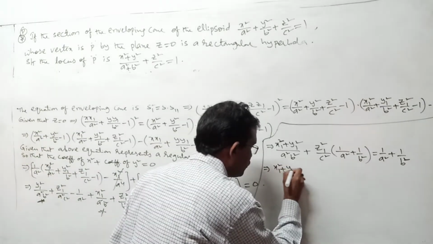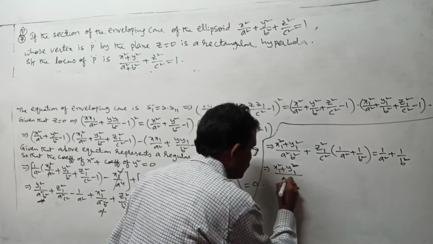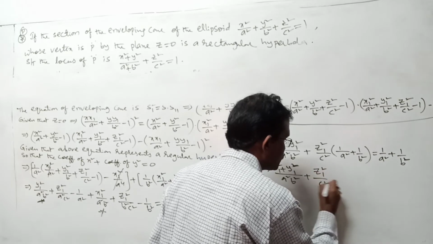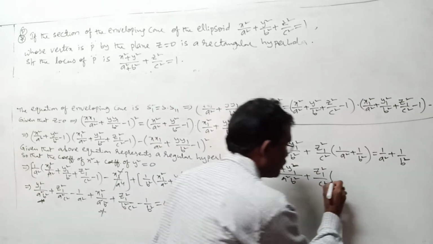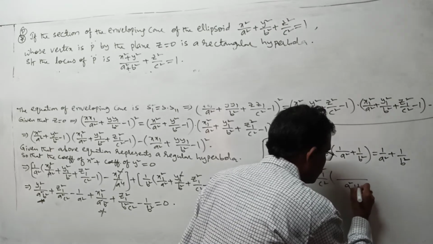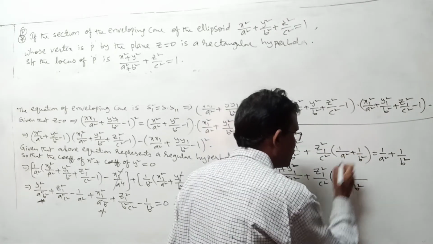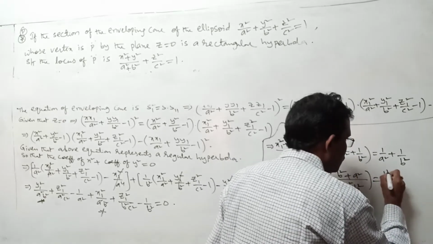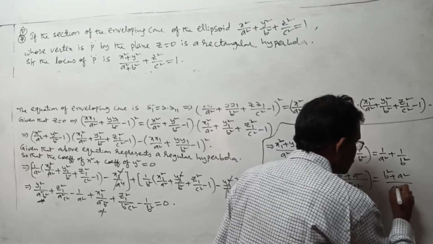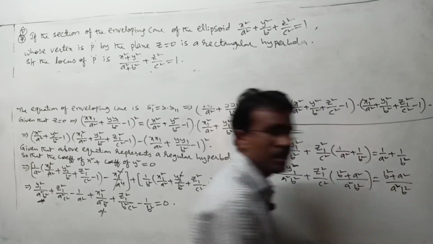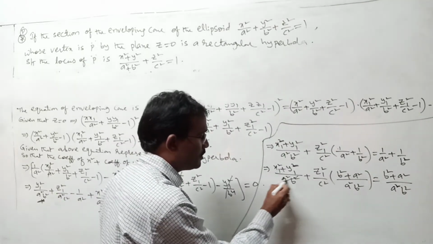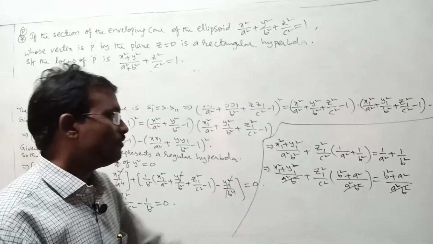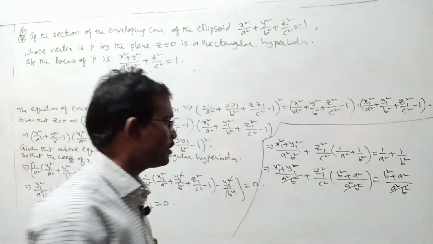This implies x1 square plus y1 square by a square b square plus z1 square by c square into, here take a square b square common, then it should be what? b square plus a square. b square plus a square is equal to, here also what? b square plus a square by a square b square. Any doubt is there? This a square b square, this a square b square, you can cancel with this a square b square. After that, divide with a square plus b square on both sides.